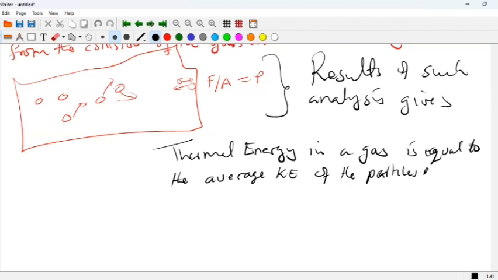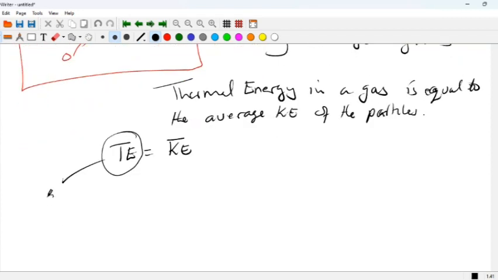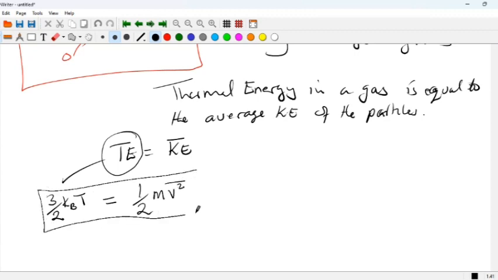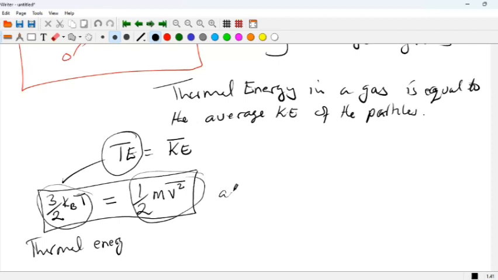The particles can be molecules, meaning that the thermal energy is equal to the average kinetic energy of the particles. And when we do this analysis, we find that the thermal energy is given by 3/2 Boltzmann's constant multiplied by temperature, and this is equal to the average kinetic energy of the molecule. So this is the result of the kinetic theory of gases: this is the thermal energy, and this is the average kinetic energy.